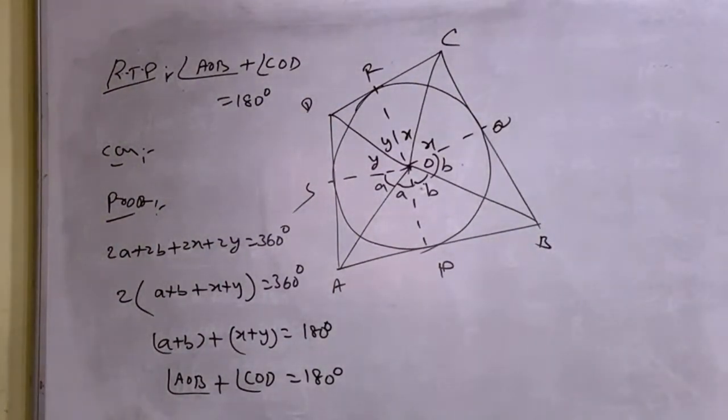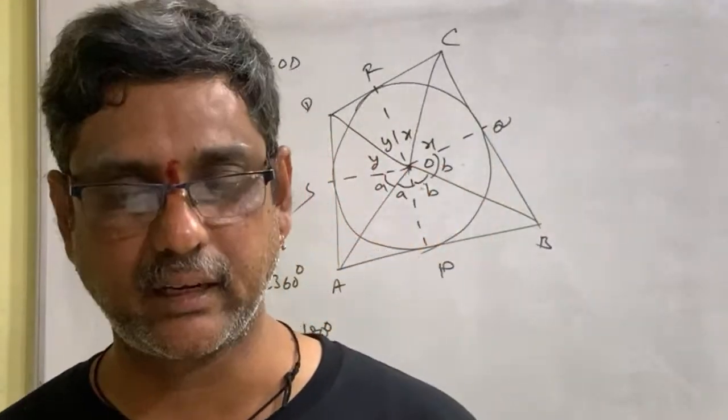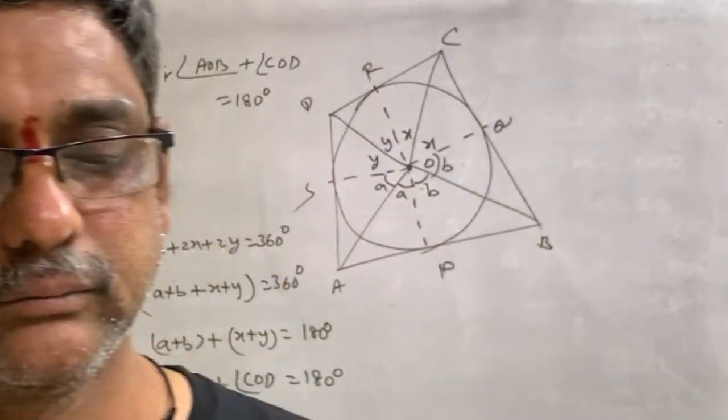So, if a quadrilateral circumscribes a circle, then its opposite sides make supplementary angles at the center. Okay?